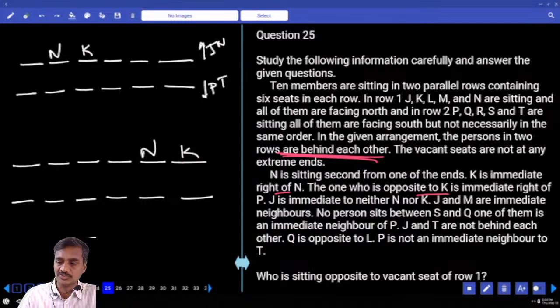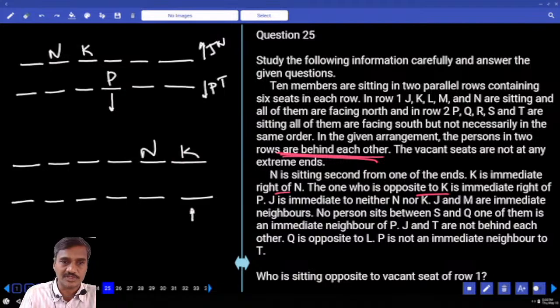K is to the immediate right of N. The one who is opposite to K is the immediate right of P. Now the one who is opposite to K, this person, is immediate right of P. Where should this be? 1, 2, 3, 4 from the left hand side. 4, fine. Because this P is facing towards which direction? South. Hence P must be here. And the one who is opposite to K, that means this person is to the immediate right of P. Is it possible here? No. Hence this case is completely ruled out.